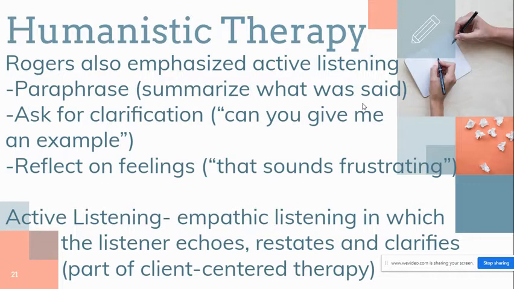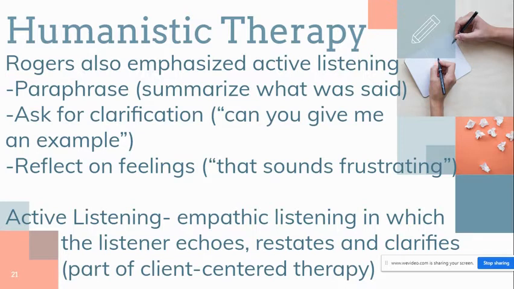So he had active listening. So the tenets of active listening are to paraphrase, summarize what the person said, and ask for clarification. Like, you say this, can you give me an example? Or tell me how you felt. And then you reflect on the person's feelings, like if it sounded frustrating, or, I can see why that really upsets you, that type of thing.